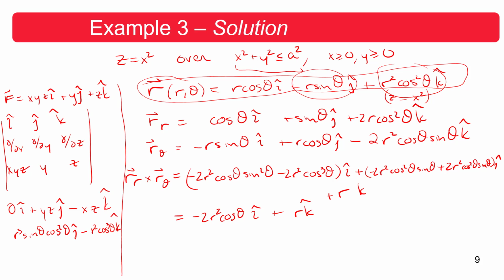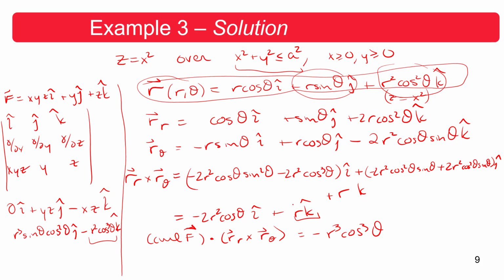The good news is, when we do the dot product of the curl of F with r sub r cross r sub theta, the x component disappears because there's no x component in the curl, the y component disappears because there's no y component in the cross product, and the only thing that survives is minus r cubed cosine cubed theta, again from the r here, and the minus r squared cosine cubed from the other.